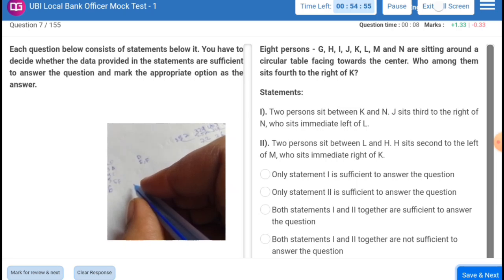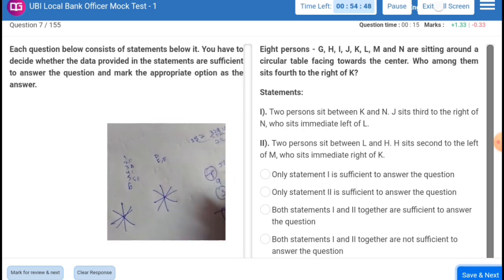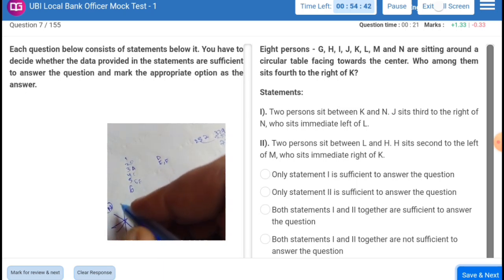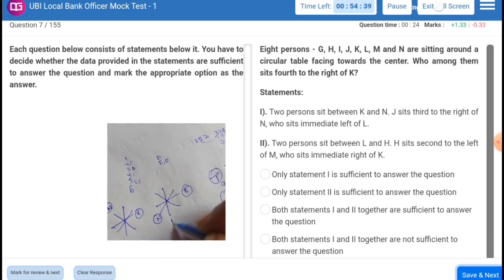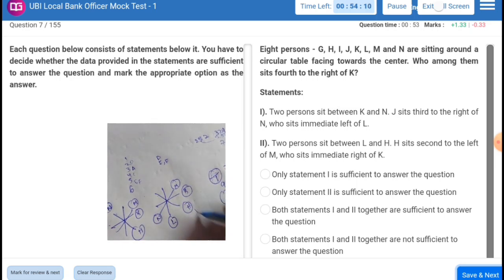Next, 8 persons sit around a circular table, 2 persons between K and N, who is immediate left of L, 2 persons between L and H. H is second to the left of M. 2 persons between L and H.